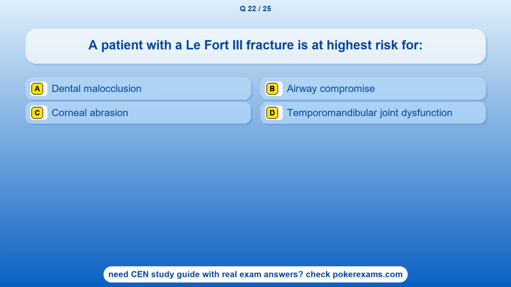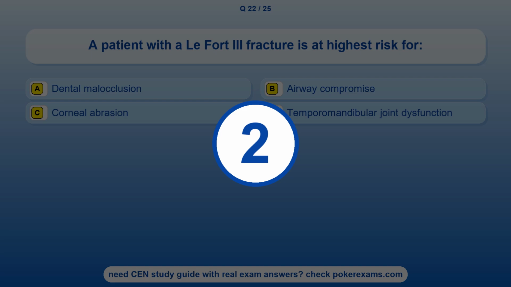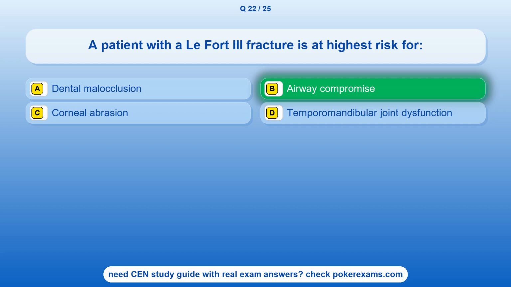Question 22. A patient with a Le Fort III fracture is at highest risk for Option A, dental malocclusion. Option B, airway compromise. Option C, corneal abrasion. Option D, temporomandibular joint dysfunction. The correct answer is option B, airway compromise.